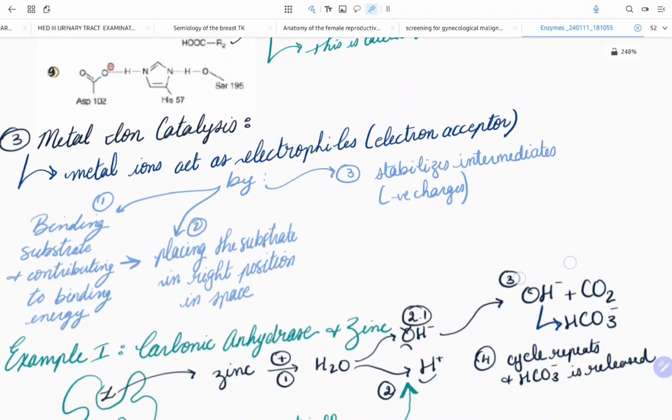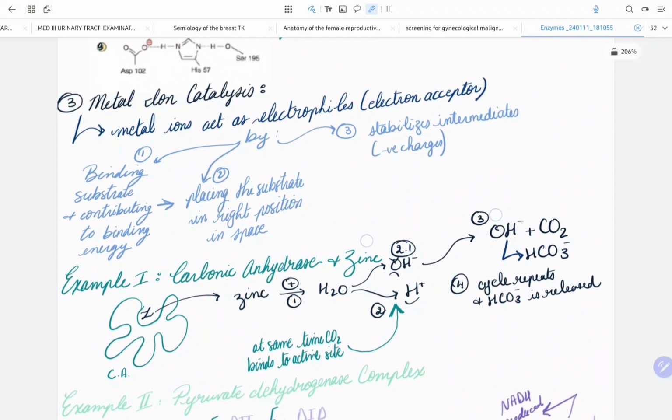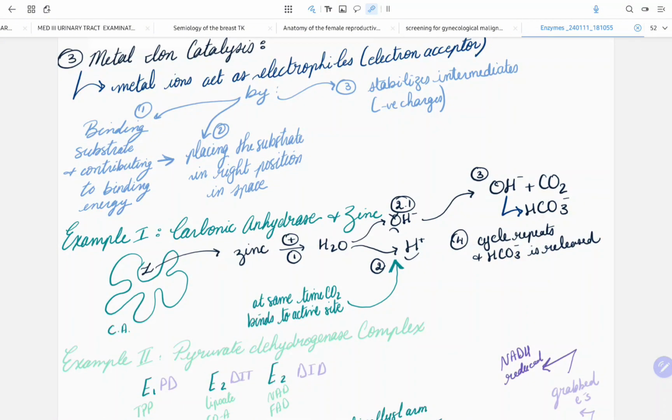Now, moving on to metal ion catalysis. This is the last type of catalysis, I think. So, metal ions act as electrophiles. How do they do that? They bind the substrate. By binding to the substrate, they orient it in the right position that it needs to be for the reaction to take place, and they stabilize it by accepting electrons.